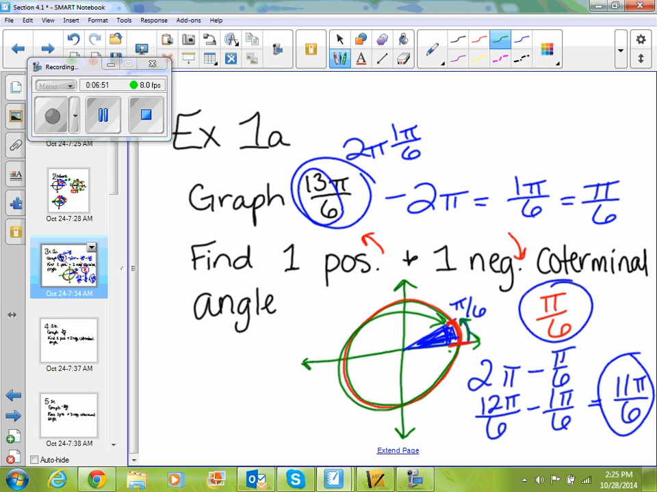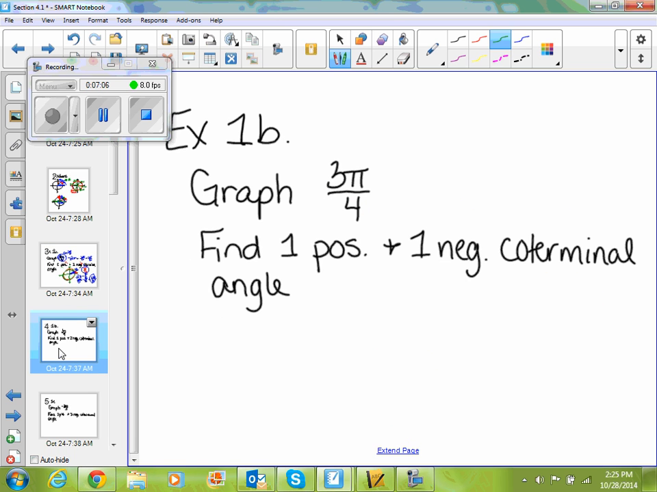To find our positive angle, we took this and subtracted 2 pi. To find our negative angle, we took 2 pi and subtracted that. That's basically the difference. I'm aware that there's a step there. I've done that all day. Okay, so let's do another one. So we're looking at 3 pi over 4.